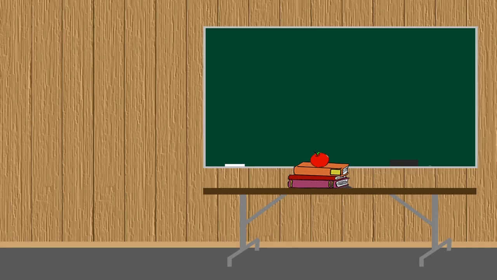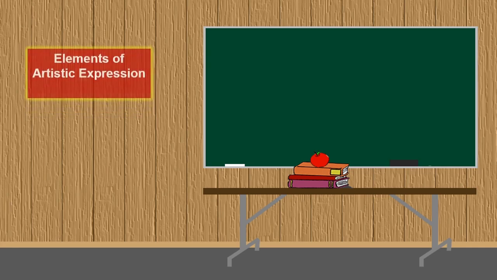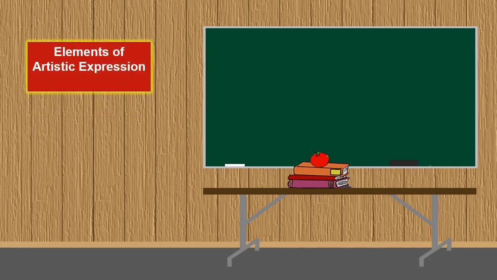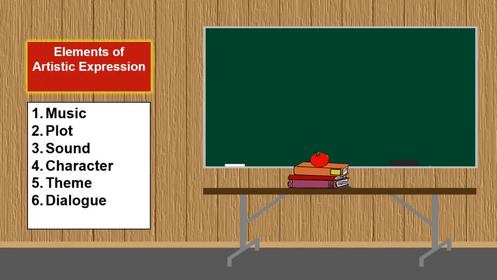Your 1 minute is over. Let's reveal the answer. These are the words under the elements of artistic expression. 1. Music. 2. Plot. 3. Sound. 4. Character. 5. Theme. 6. Dialogue.